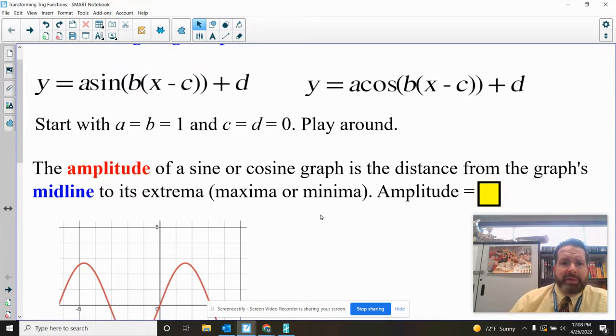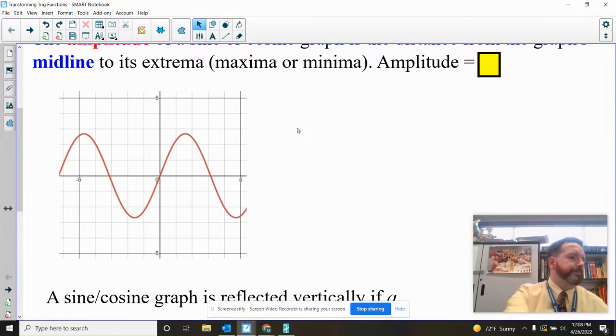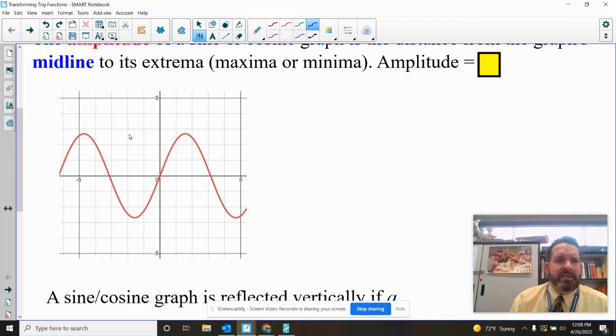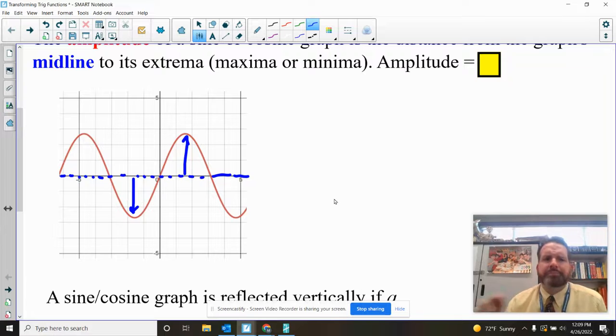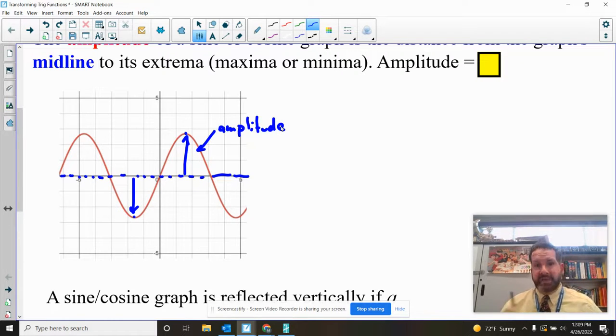Now, when we're looking at a graph, I'm going to pull up this example down here. I want to talk about a couple of terms. The first term is midline. The midline is a horizontal line that goes straight through the center of your sine or cosine graph, exactly halfway between a maximum and a minimum. So the midline is kind of like the average between the high and the low. The distance from that midline to a maximum point or to a minimum point is called the amplitude. Now, the amplitude is a distance, so it's always a positive number.